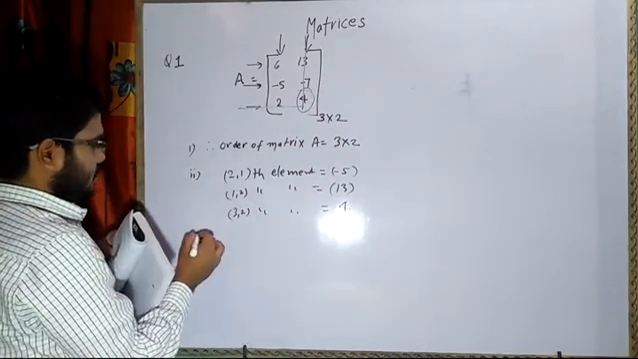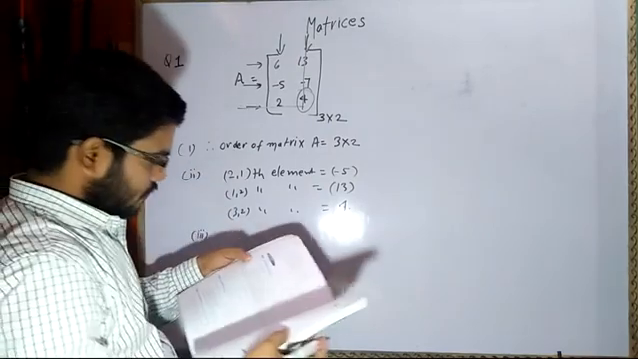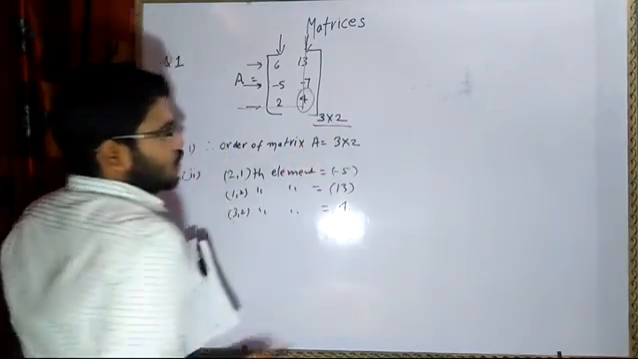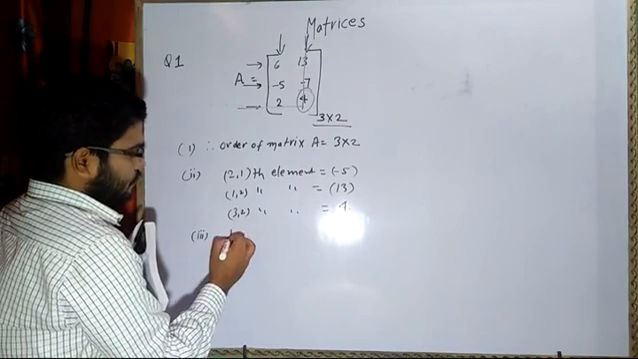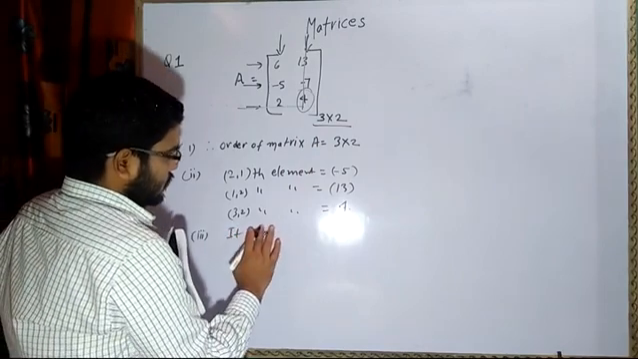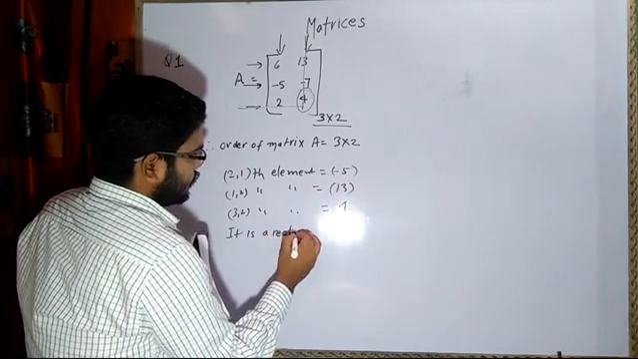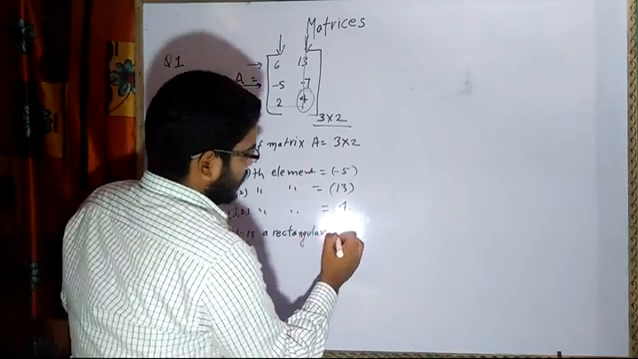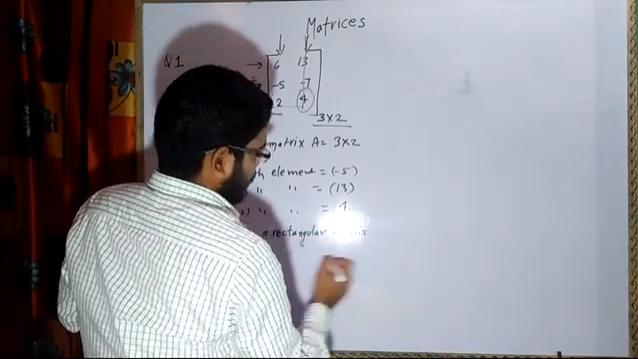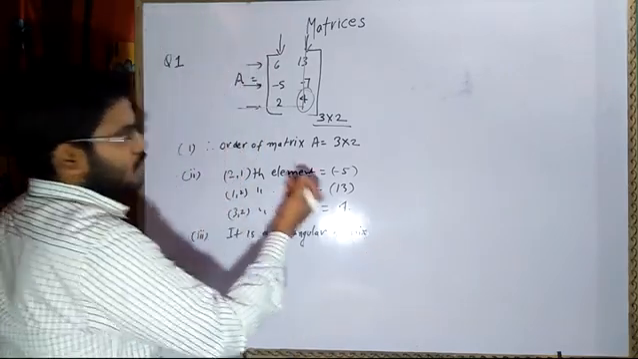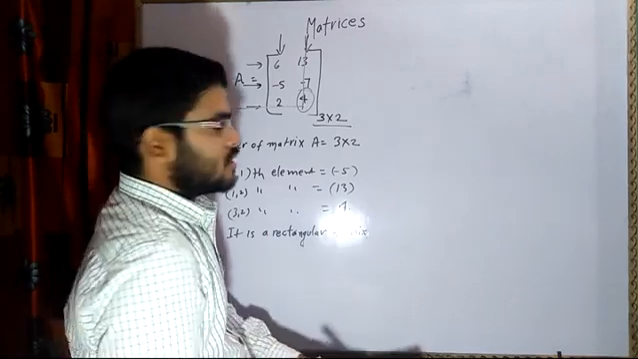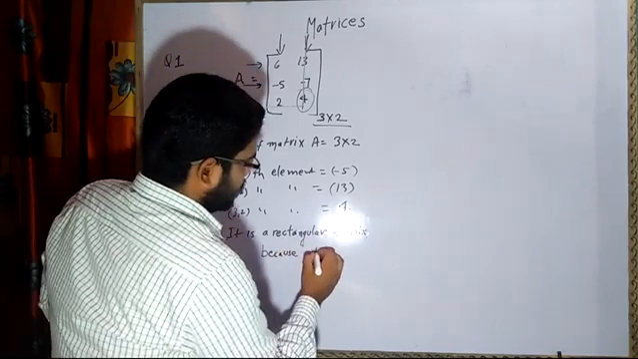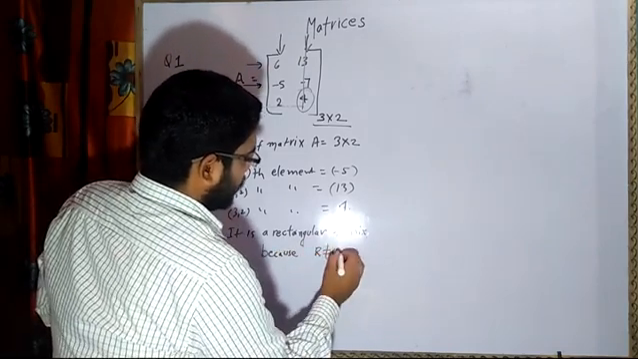Now question number 3 says, is it a rectangular matrix or a square matrix? Obviously rows is not equal to column, so you will say it is a rectangular matrix. Though they are not asking the reason, if in the question they ask the reason, then you will say it is a rectangular matrix because rows is not equal to column.